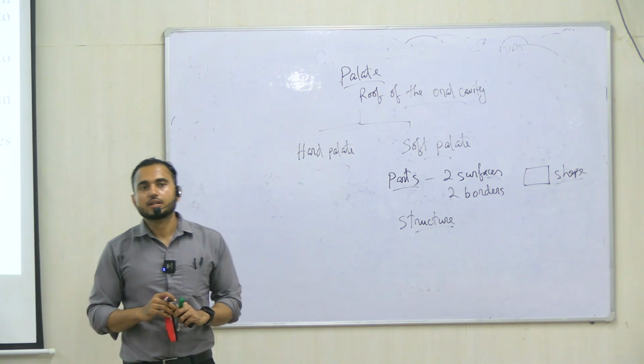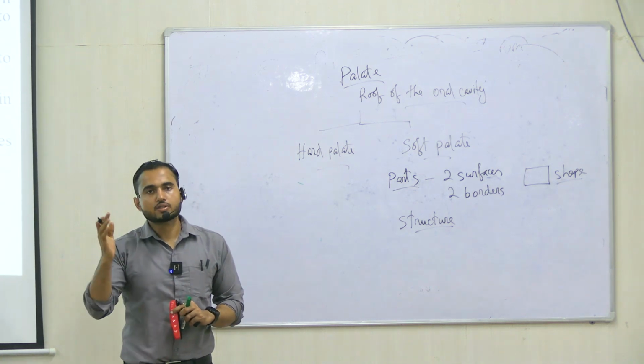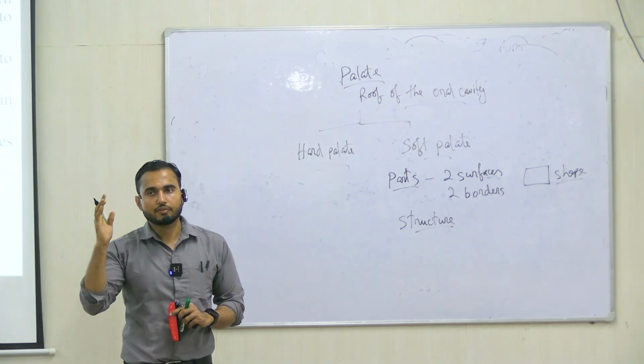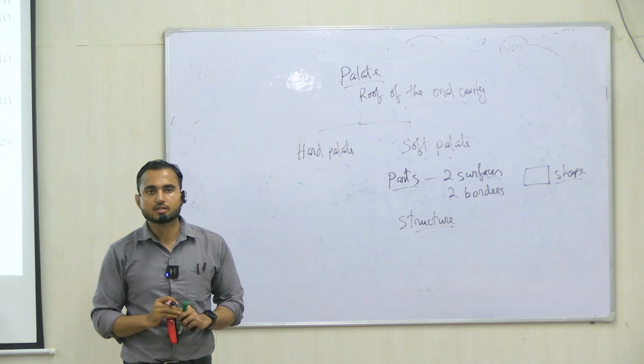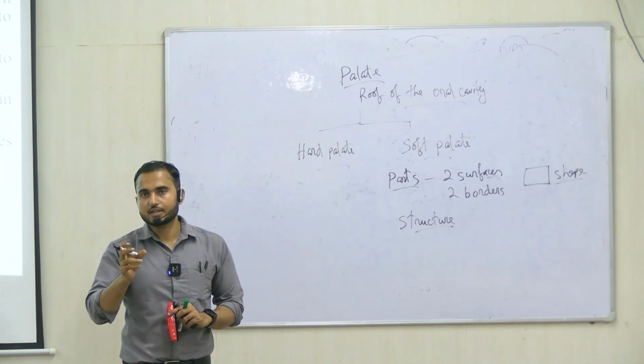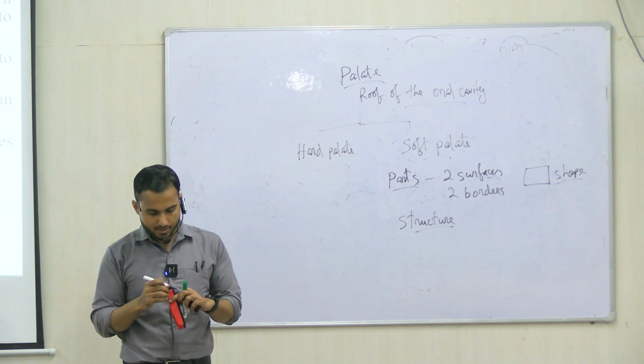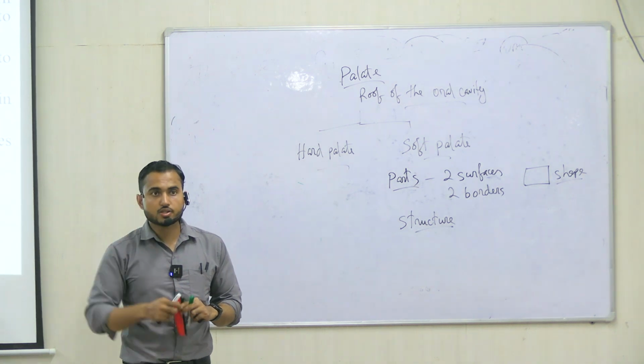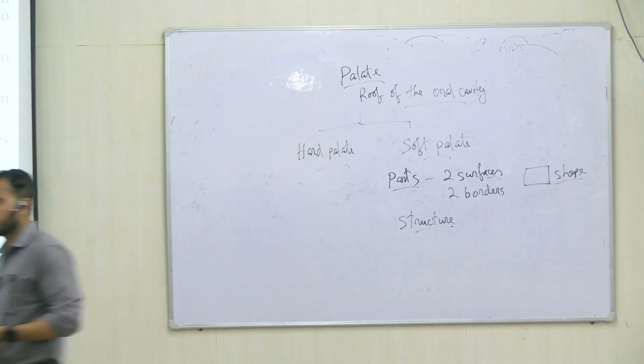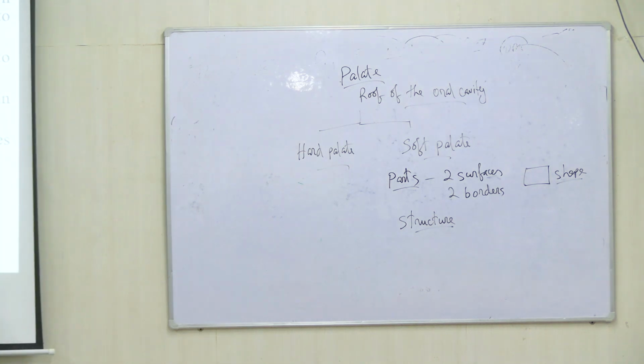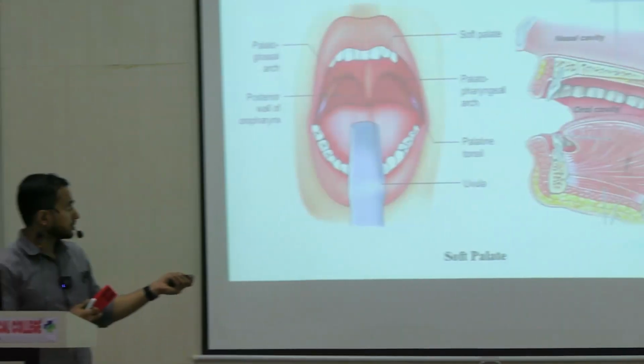Next, in the soft palate, if you see all the layers from the pharyngeal surface to the oral surface, so many layers are there. Can you tell me how many layers are there from above downwards? Seven layers are there. I have shown you the diagram also, if you remember.